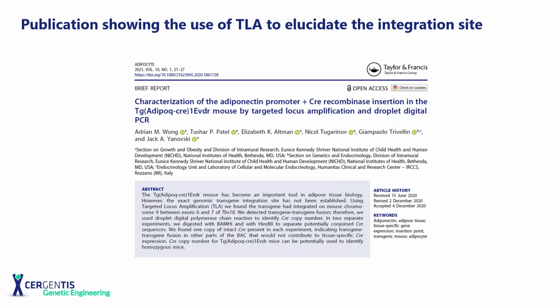So a great example of what our TLA technology can do, you can find in this new paper recently published by the NIH. The transgenic line they wanted to analyze has become an important tool in adipose tissue biology over the last few years. However, the exact genomic transgene integration was not established. Using TLA, it was possible to locate the transgene on chromosome 9 between exon 6 and 7. And not only were we able to detect the location, we also managed to find a transgene-transgene fusion.